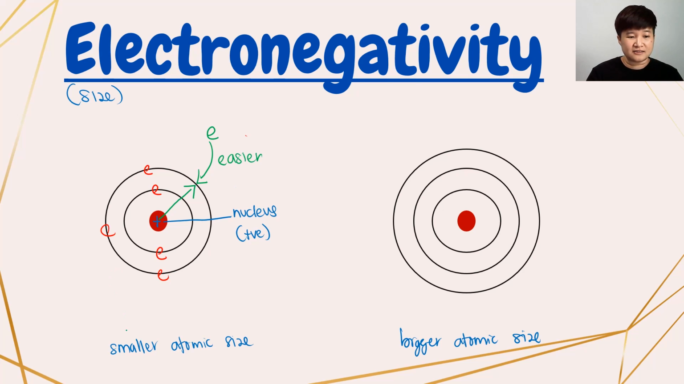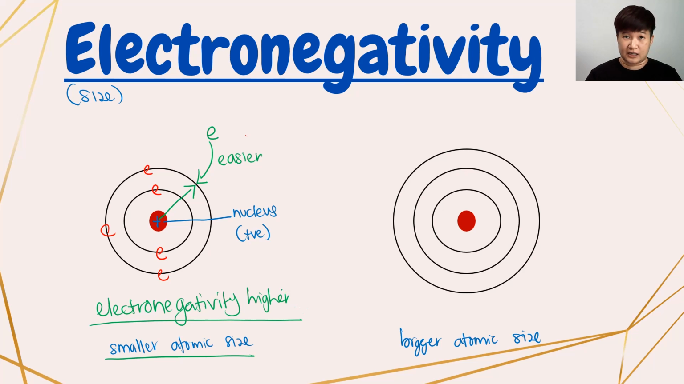So when the size is smaller, the electronegativity is higher. So bear that in mind, when the size is smaller, the electronegativity is higher.